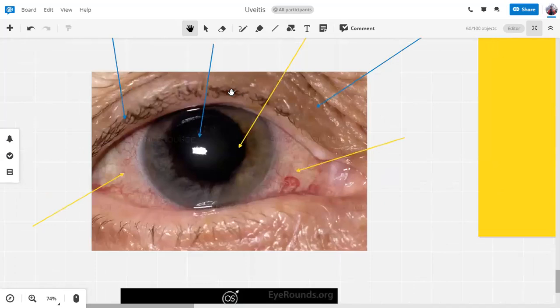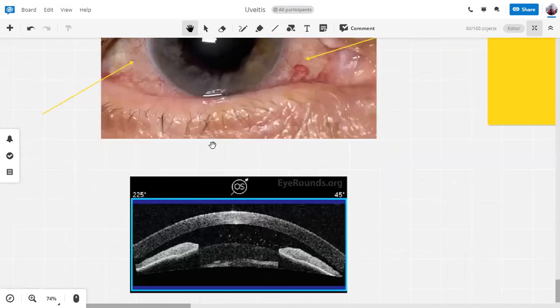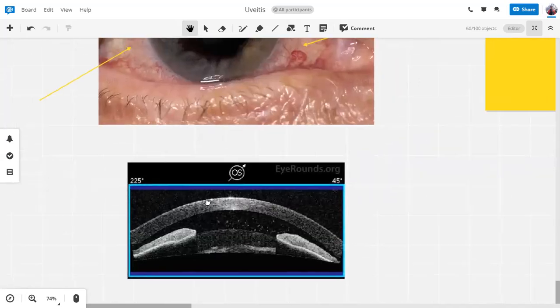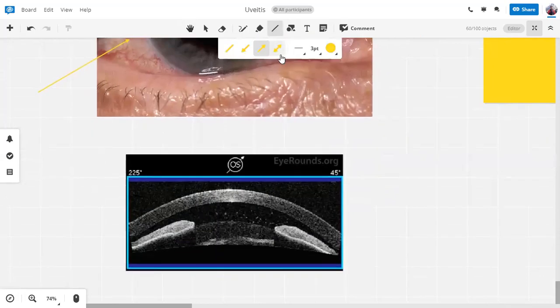So this was the examination of the patient. This is the anterior chamber OCT. इसमें आपको क्या नजर आ रहा है? One finding, just one finding. That white spots anterior chamber में. नहीं, वो तो फिर उसकी है ना OCT की वजह से.